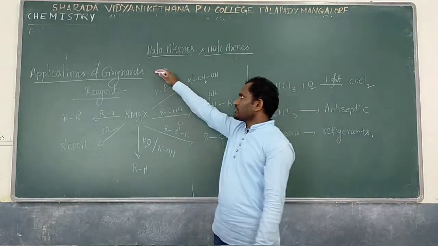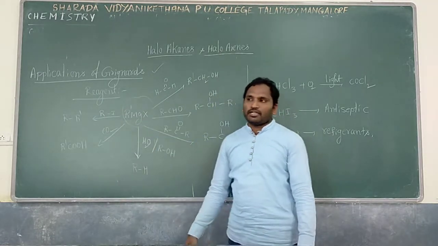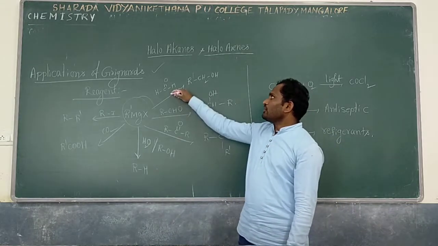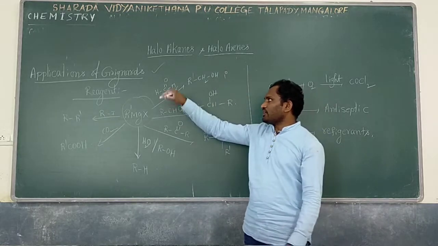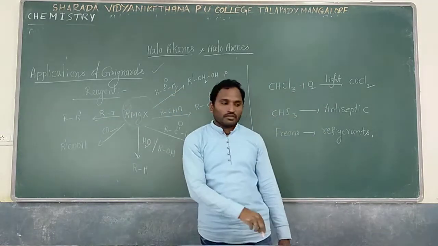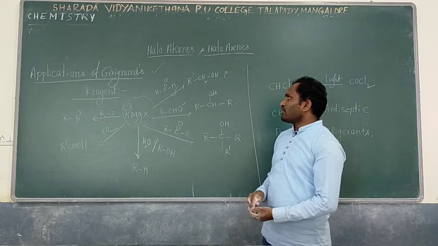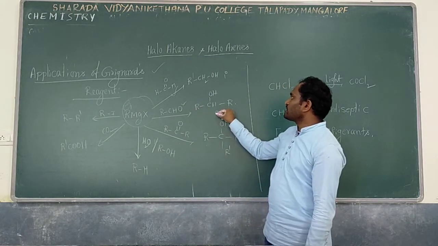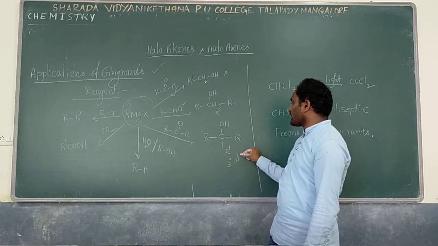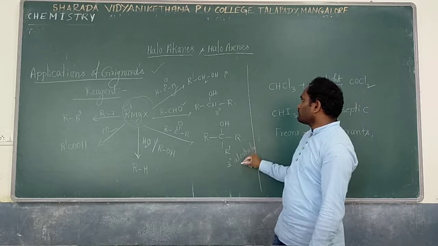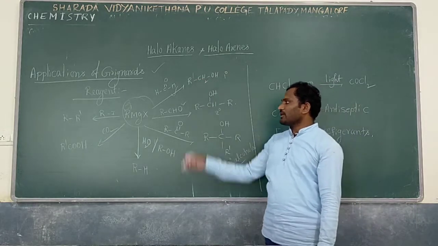Next one, applications of Grignard reagent. Grignard reagent is very, very important. Various compounds can be prepared by using Grignard reagent. If you pass formaldehyde upon Grignard reagent, you get primary alcohols, because here Grignard reagent supplies a negative alkyl group. Next one, if you take acetaldehyde, it gives secondary alcohols. If you use ketones, tertiary alcohols can be prepared. So, in this way, primary, secondary and tertiary alcohols can be prepared by using different carbonyl compounds.